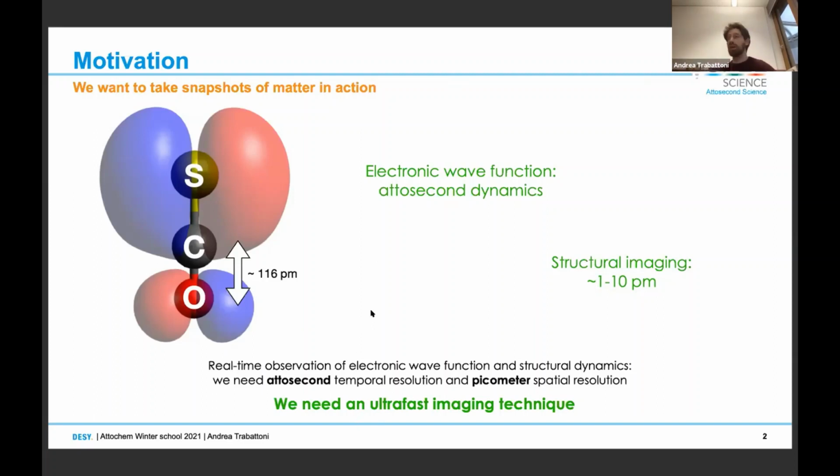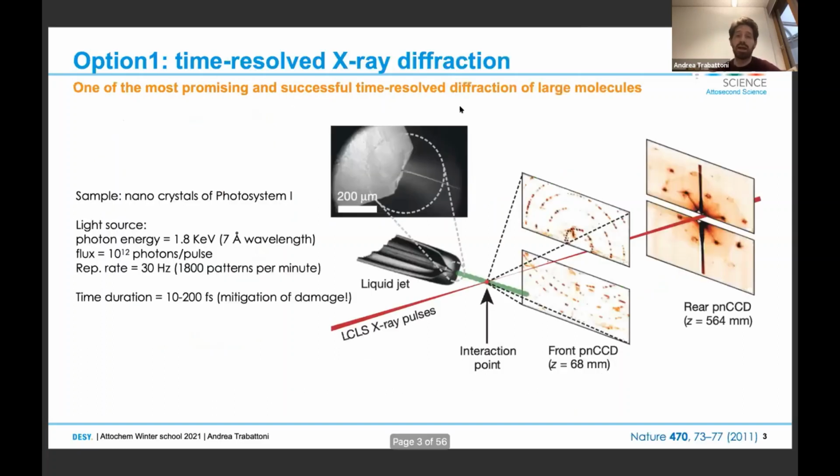And before entering the details of the strong field option, that is laser-induced electron diffraction, I would like to show you what we have on the market. The first option is time-resolved X-ray diffraction. This is an exploding branch of research, really successful in the last, let's say, 10 years. Here I report what they did in this Nature paper in 2011. The first author is Henry Chapman, who is a big name in this field now.